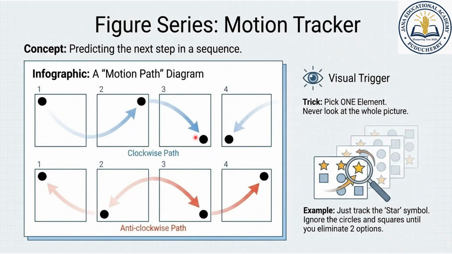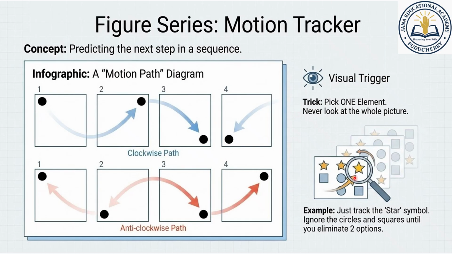So similarly, you have to find out the graphic. Suppose 1 and 2 are there and the third part is missing. It's given in the options. So you have to find the correct motion path here, right? In the visual trigger, pick one element, never look at the whole picture. That means in a picture, pick one element, a star or rectangle or circle, and see how it rotates in the next picture in the sequence. Only then will you be able to find the answer. So always pick one element in the motion tracker.